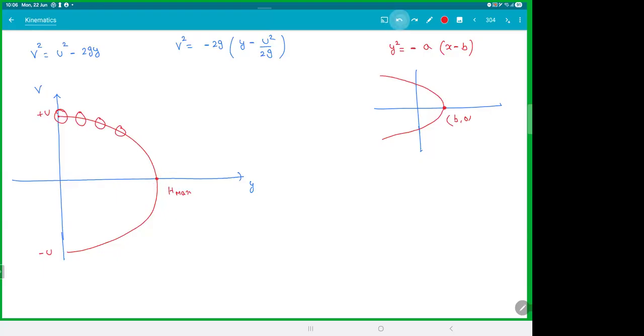Once you hit the floor, the speed will become u by 2 positive. So the graph will start from here. Again, you will get a parabola. This time the graph will end at minus u by 2, and this point will be h by 4. Every time the speed becomes half, h max becomes 1/4. Then the graph will start from u by 4 like this, then like this, and then we'll get an onion type graph. It starts like this. This is the v versus y graph.